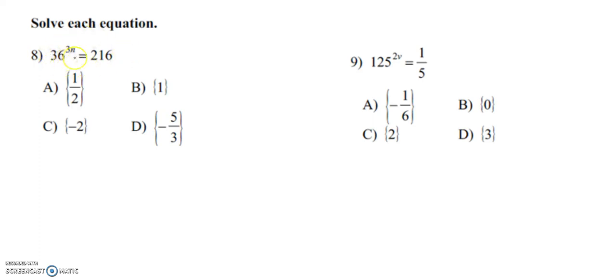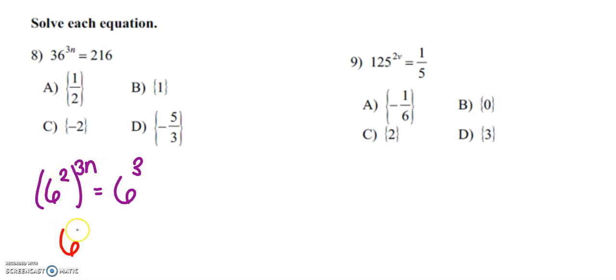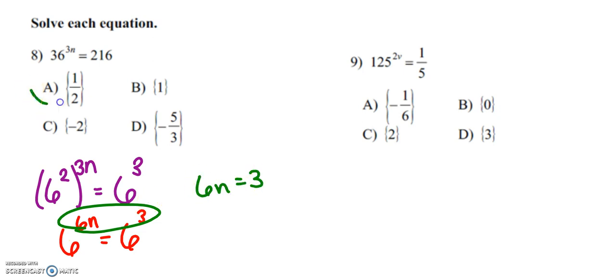But here, I'm going to look at this, and I think both of these things can be written with the same base of 6. So this really is 6 squared to the 3n, and 216 is 6 to the 3rd. So when I have a power to a power with exponentials, I'm going to end up multiplying. So this is 6 to the 6n equals 6 to the 3rd. Now that I have the same base, I can just say that 6n is equal to 3, which means that n is equal to 1/2.